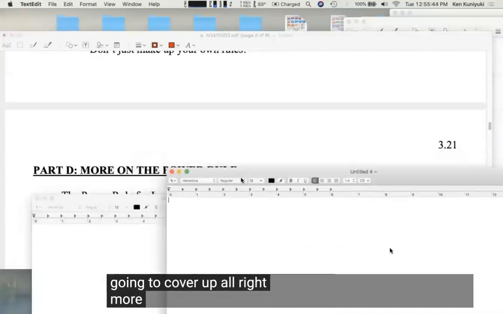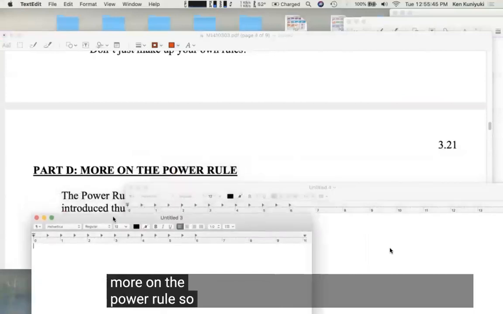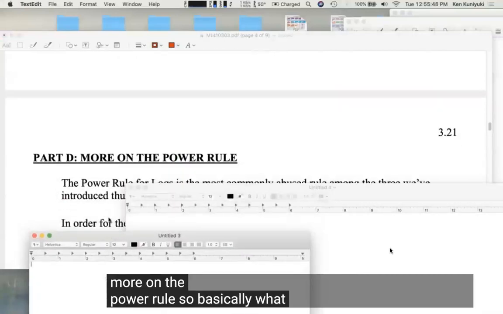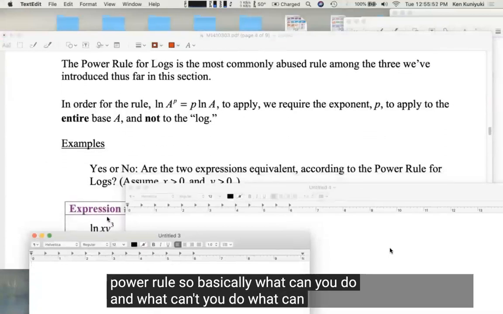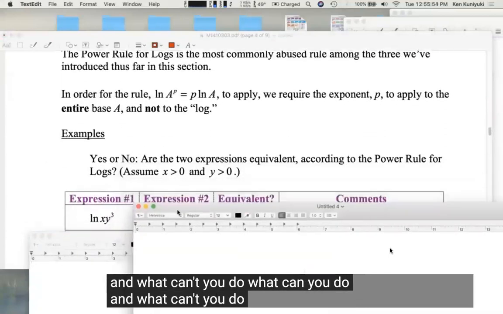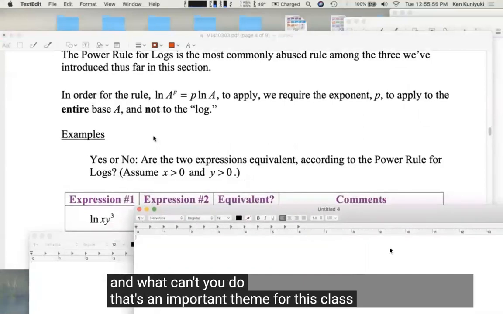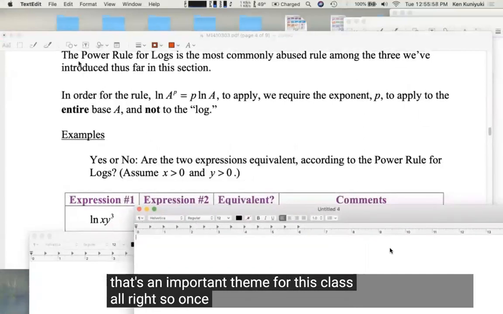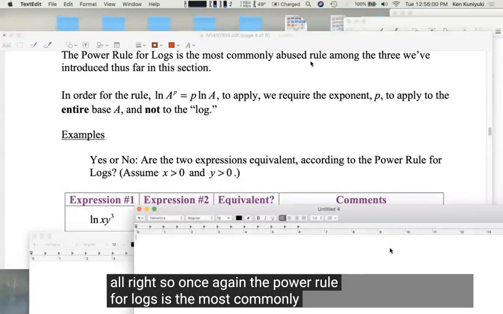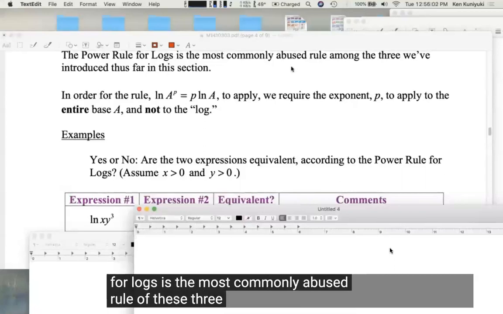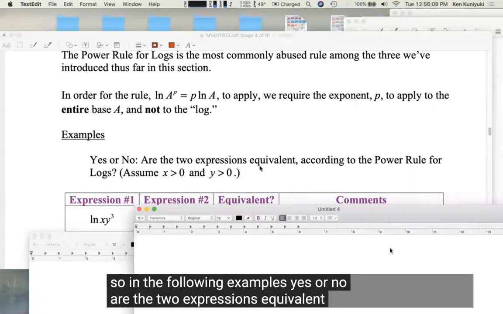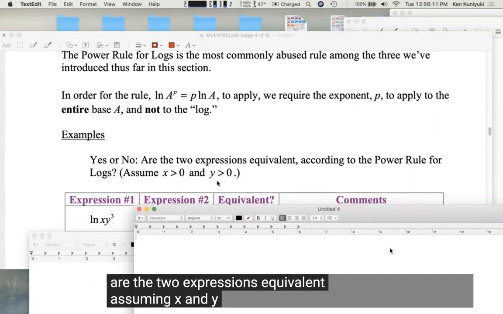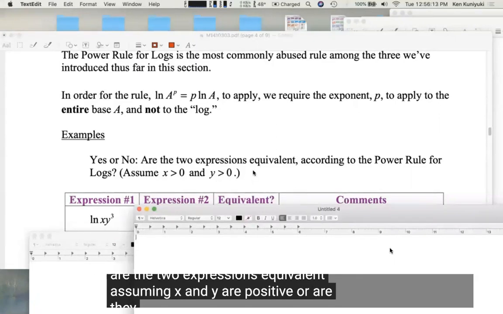All right, more on the power rule. So basically, what can you do and what can't you do? That's an important theme for this class. Once again, the power rule for logs is the most commonly abused rule of these three. In the following examples, yes or no, are the two expressions equivalent, assuming x and y are positive, or are they not equivalent?